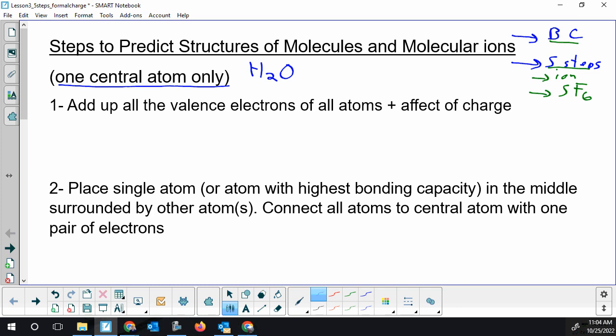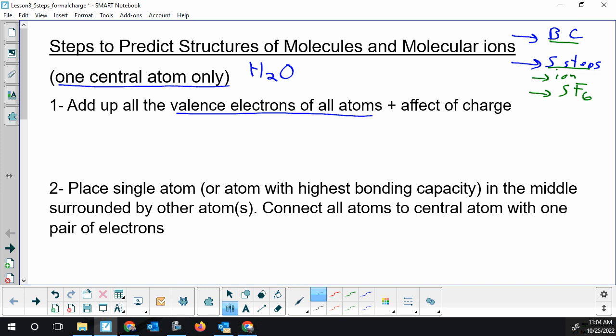Okay? This would not work for C6H12, okay? Because C6 has 6 carbons in a row. It doesn't have one central atom, so it doesn't work. So when you have one central atom, you're going to add up all the valence electrons that you have in all the atoms. So that's the outermost electrons. The group tells you how many outer electrons it has. Okay? And then we're going to factor in the effect of the charge. If it's negative, we're going to add electrons. If it's positive, we're going to take some away.